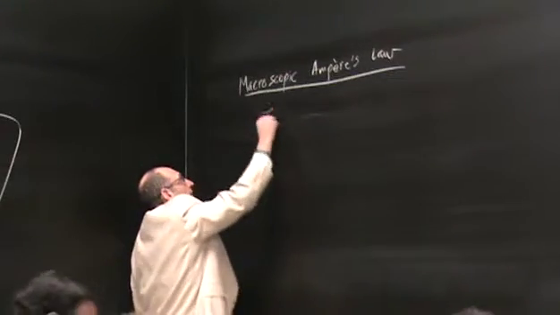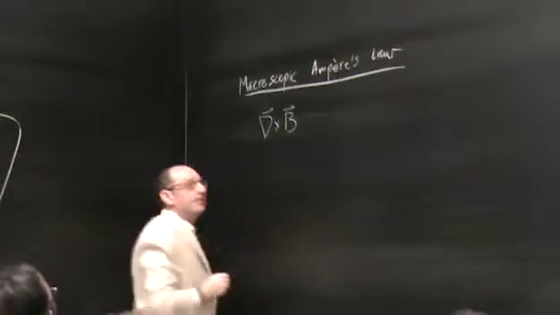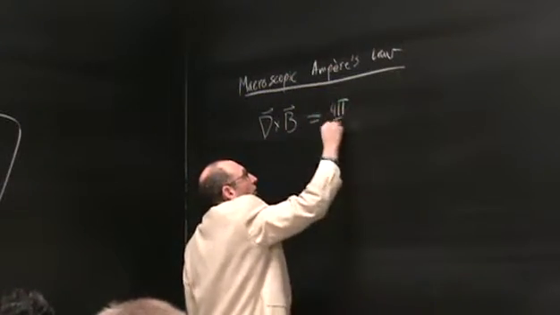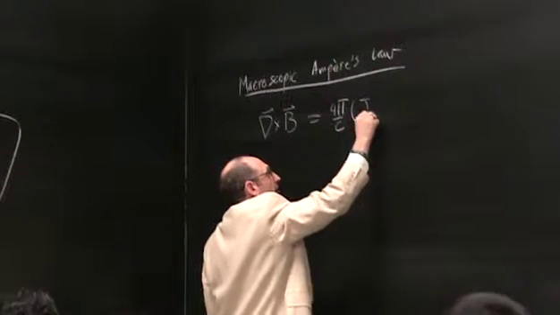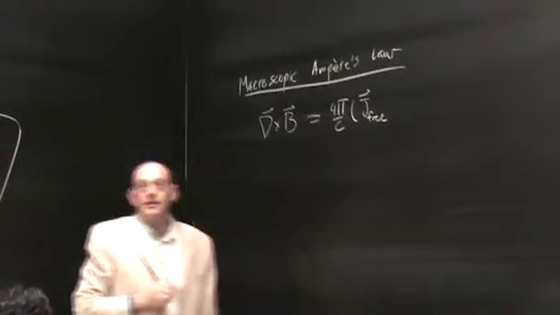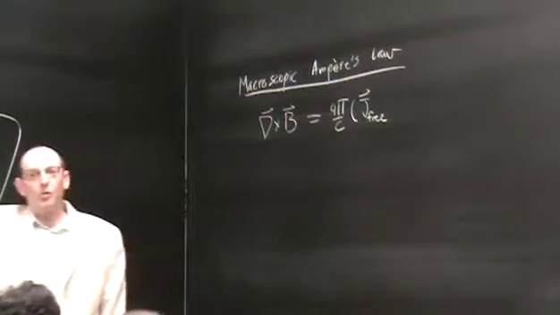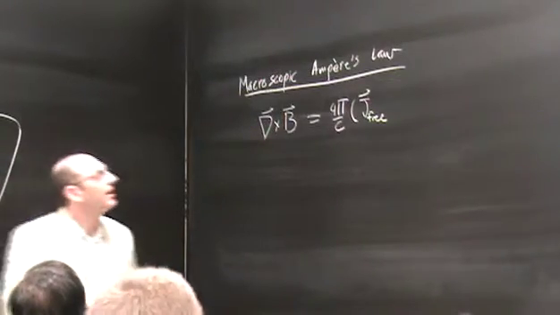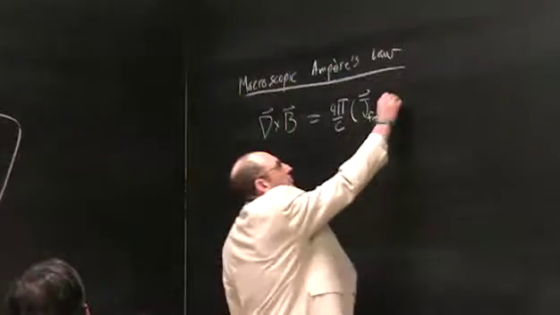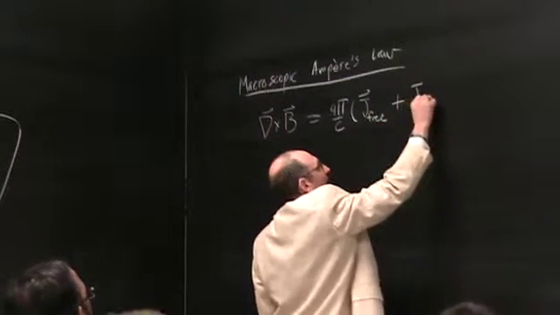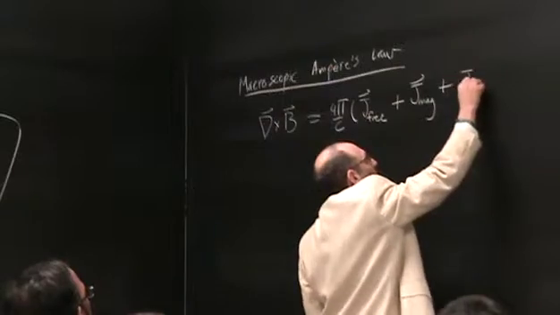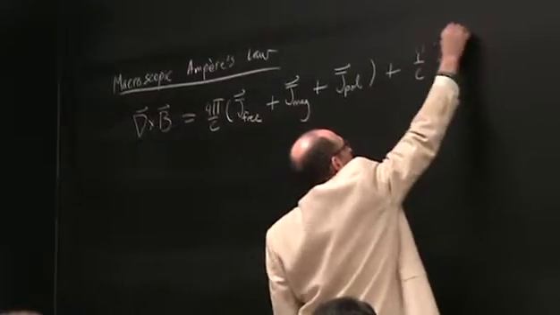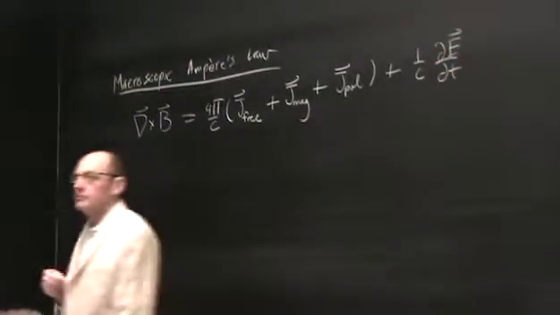So now what we have is del cross B is 4 pi over C times the free current, whatever free current there is, maybe floating in copper wires, that's not bound in the microscopic material, plus J mag, plus J pol, plus 1 over C dE/dt. Okay.